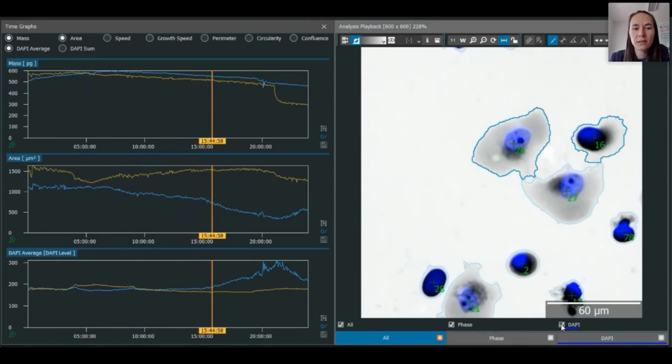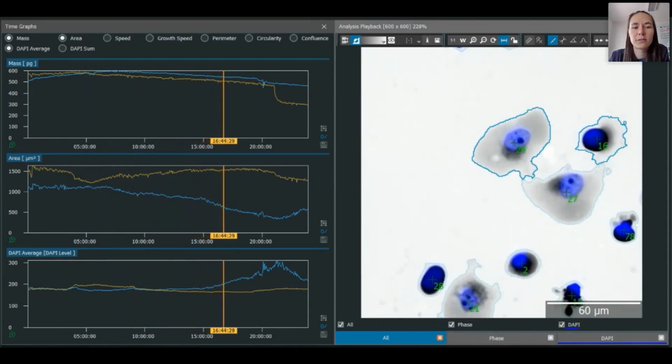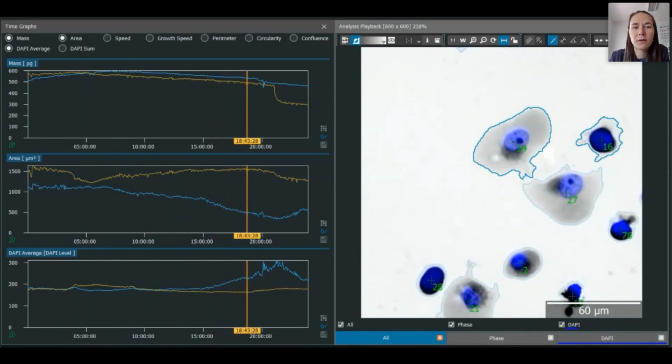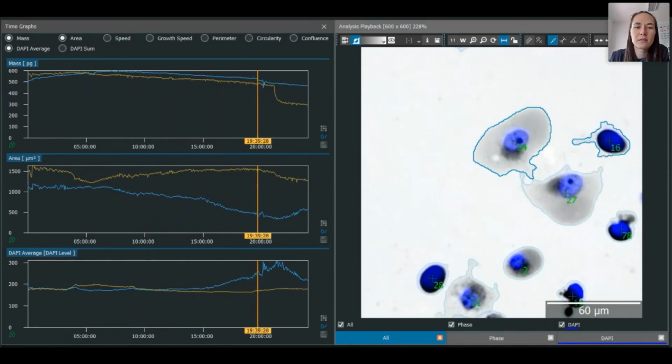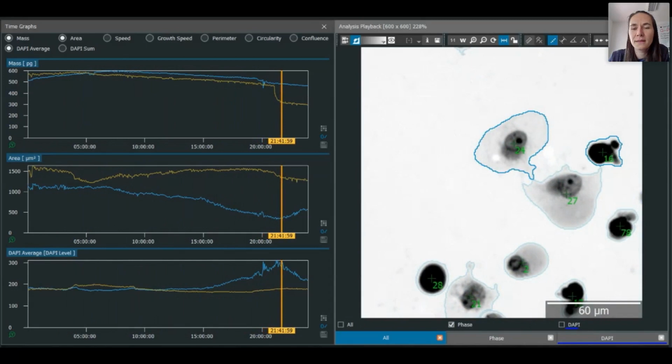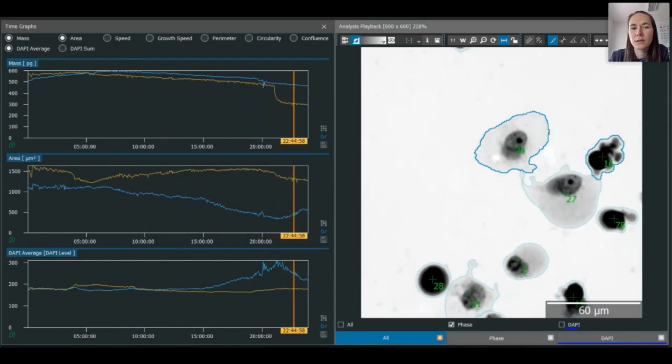necrosis. So you can see that it will not decrease in the area, but there will be a sudden drop in the cell dry mass. In the upper graph, that's the exact time point where the cell ruptures and the content is spilled out.